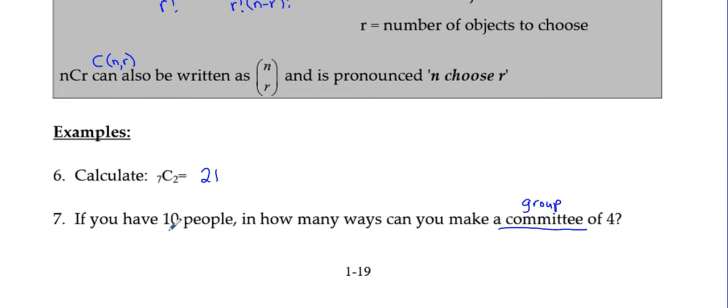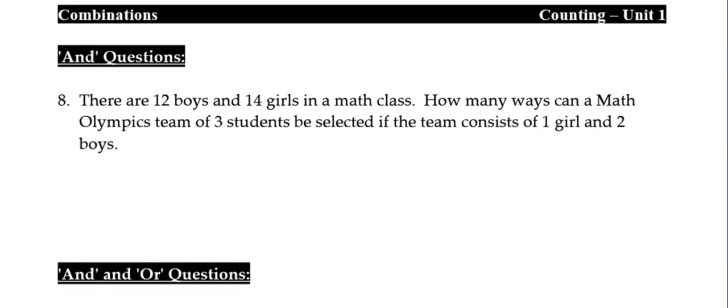So there are 10 people, that's n. We want 4 of them, that's r. So this would be just 10C4, which would be 210 committees. Don't forget your units. So that's a very basic knowledge question.